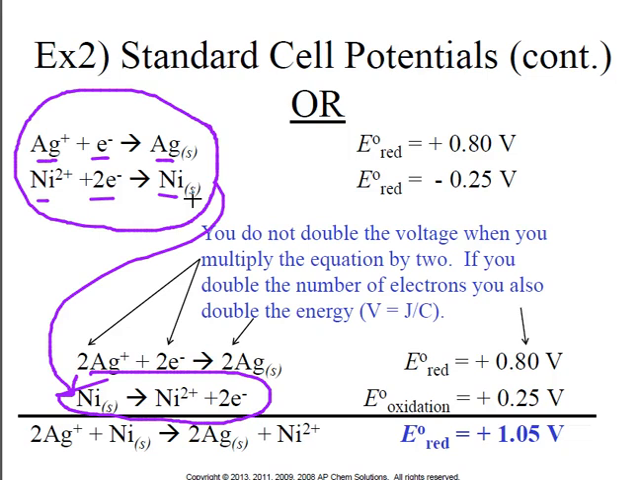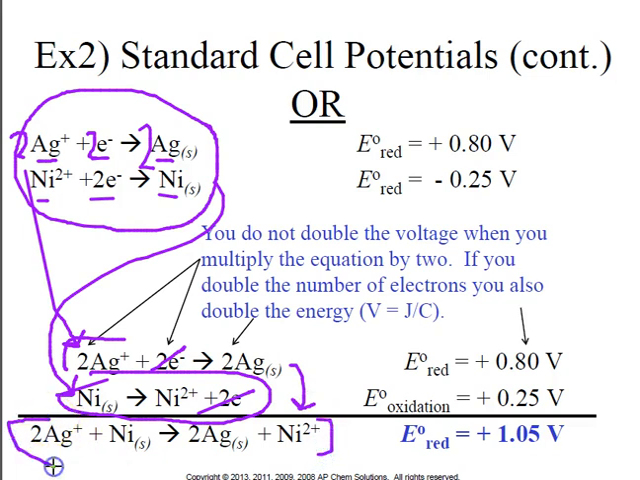So how do we balance that? You always have to have the same number of electrons being lost and gained. So in order for the silver's electrons to balance with the nickel, I'm going to multiply the whole silver reaction by 2. So that's going to make 2 silvers, 2 electrons, and 2 silvers. And you see that done on this top line. When you do that, that allows our electrons to cancel to then get our overall reaction. So here's our overall reaction down here at the bottom. However, when you do that, you do not multiply your voltages. Okay?